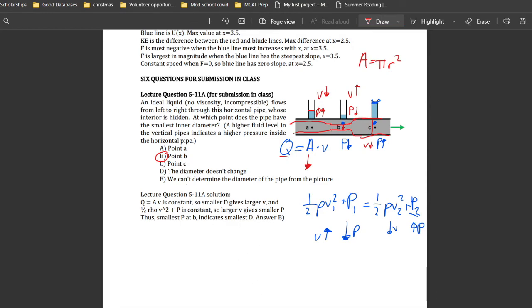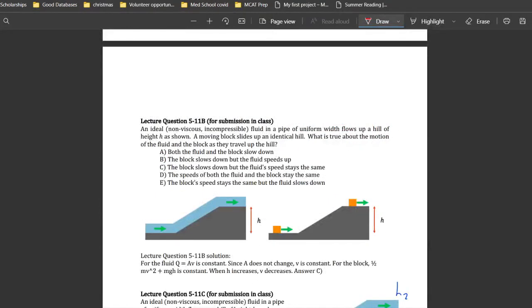So let's move on to our final problem. For our final problem, we have 5-11b. 5-11b says, an ideal non-viscous incompressible fluid in a pipe of uniform width flows up a hill of height h as shown. The moving block slides up an identical hill. What is true about the motion of the fluid and the block as they travel up the hill?